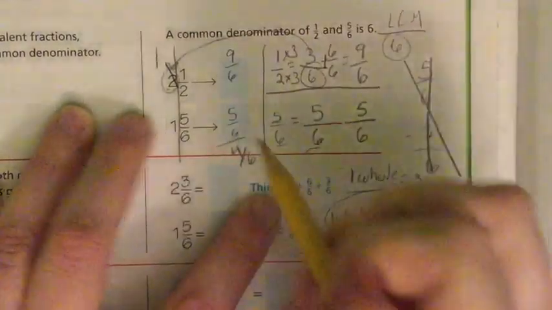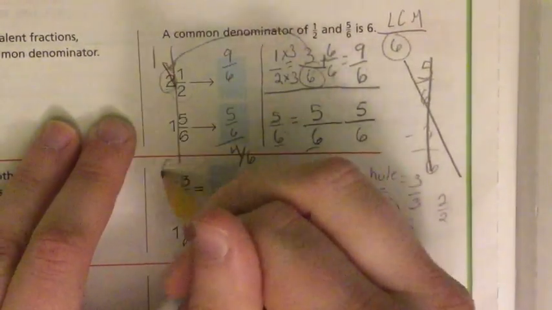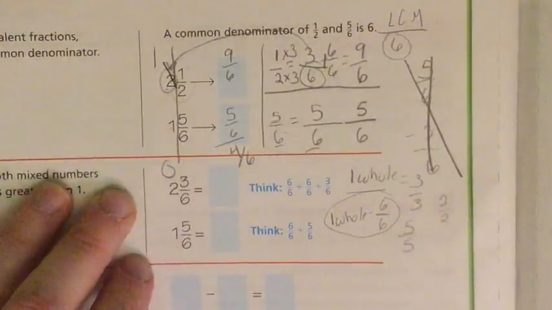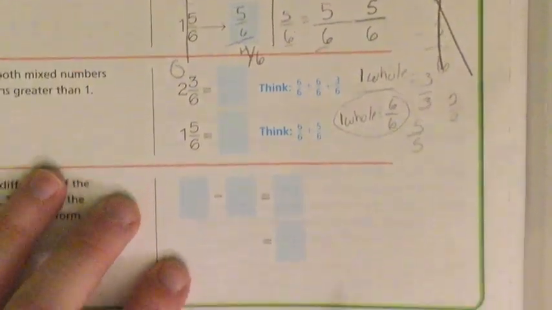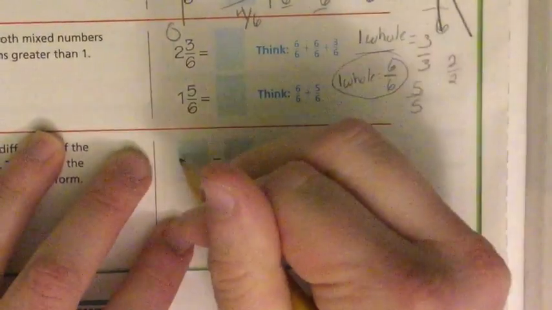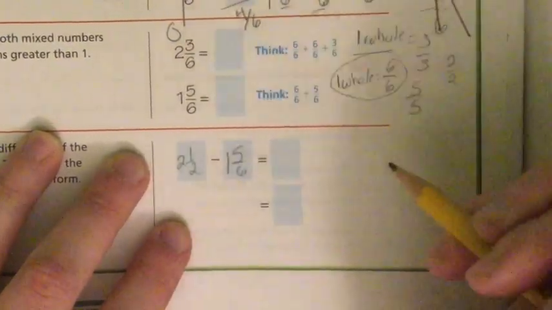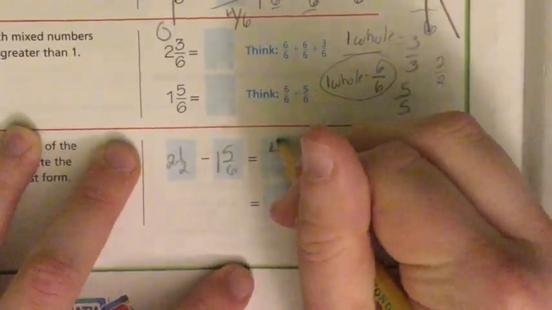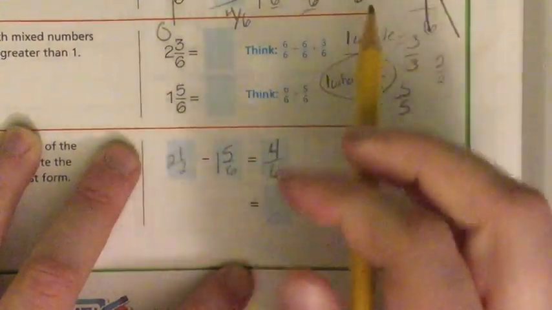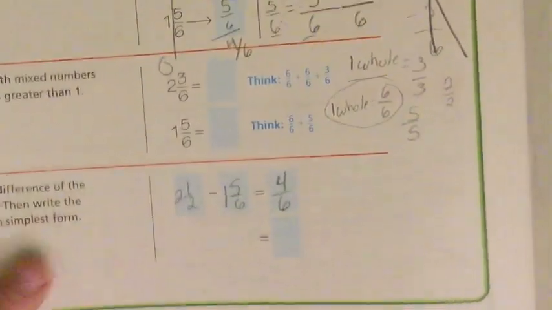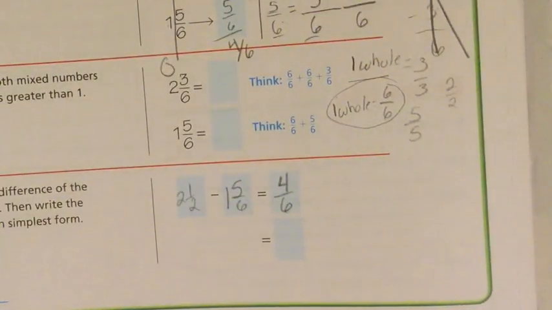Okay, so now we just subtract these. 1 minus 1 is 0. So our answer, 2 and 1/2 minus 1 and 5/6 is 4/6. And that's because we borrowed. Okay? So that's how we do it.